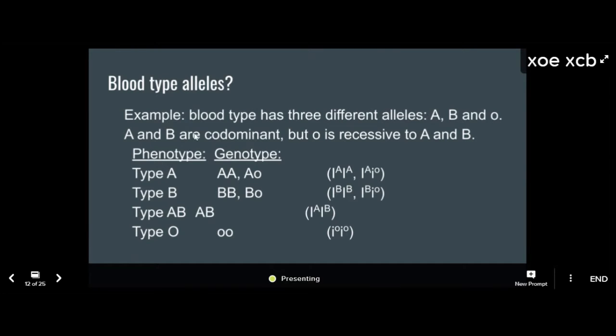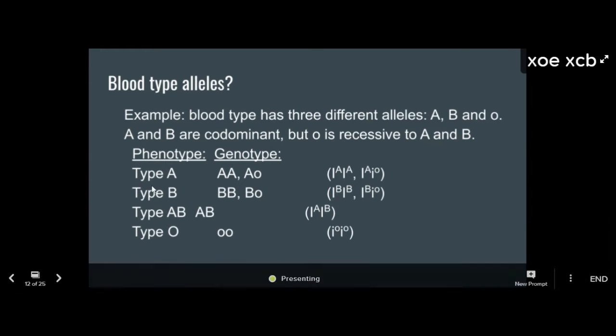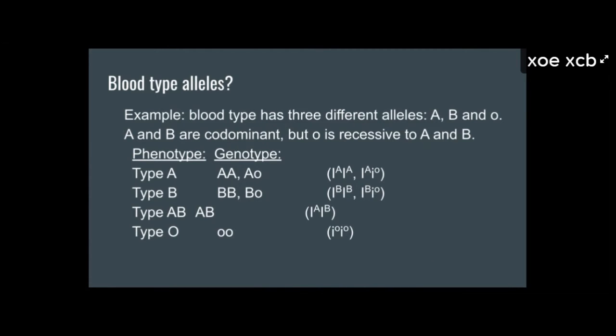Okay, so here are the blood type alleles. Blood type is determined by three different alleles: A, B, and O. A and B are codominant, but O is recessive to A and B. And when you think science couldn't get any more confusing. You're welcome. So type A, you're AA or AO. Type B, you're BB or BO. Type AB, you're AB, and type O is OO.